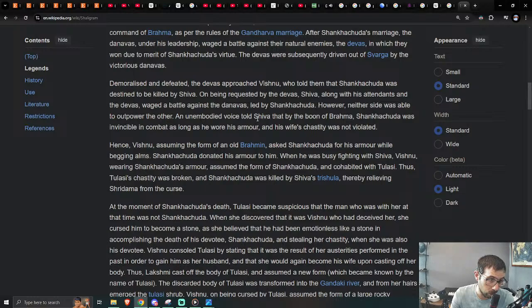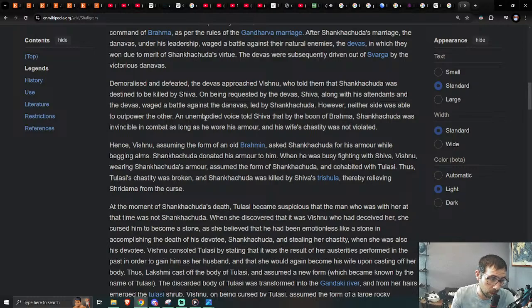An unembodied voice told Shiva that by the boon of Brahma, Shankashuda was invincible in combat as long as he wore his armor and his wife's chastity was not violated. Hence, Vishnu, assuming the form of an old Brahmin, asked Shankashuda for his armor while begging alms. Shankashuda donated his armor to him. When he was busy fighting with Shiva, Vishnu, wearing Shankashuda's armor, assumed the form of Shankashuda and cohabited with Tulasi, which is basically she touched his foot, I believe is the story.